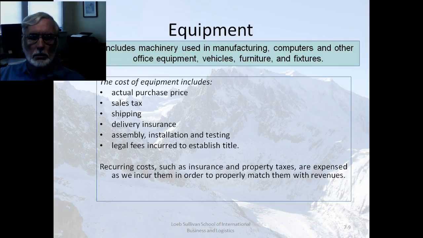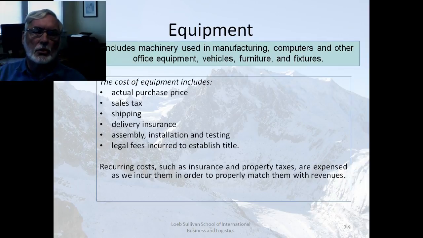What you don't include are recurring costs. So if we insure the machine once we have it, in order to operate it, that's not part of the cost of the machine. We have to pay personal property taxes, as most states in the U.S. assess personal property taxes against equipment that a manufacturer owns. Those property taxes are not part of the cost of the machine. They're ongoing expenses, and they are considered operating expenses. We incur them as we operate.